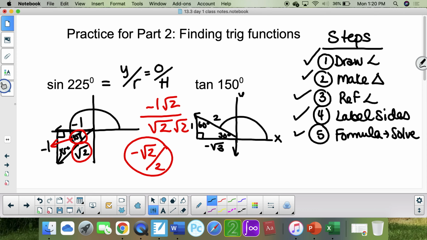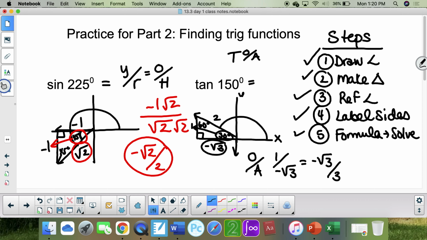Okay, now I have to figure out what the tangent is. It used to be TOA. It used to be opposite over adjacent. So this is the reference angle. Opposite, if you don't want to use my formula, opposite of 30 is 1, and the adjacent is a negative root 3. Multiply the top and the bottom by root 3, and you're going to get a negative root 3 over 3.